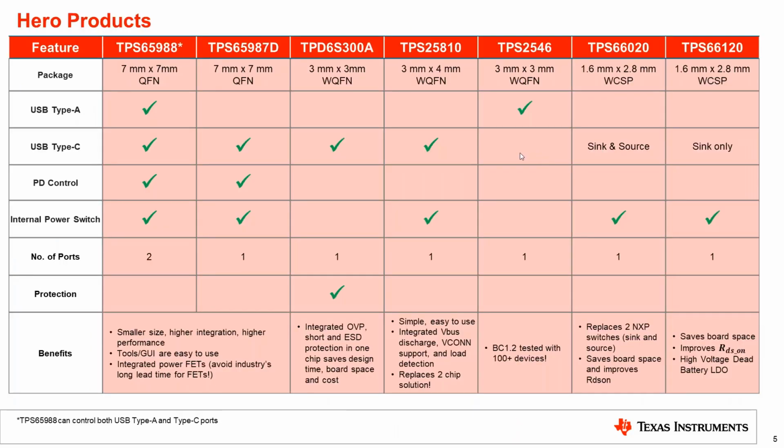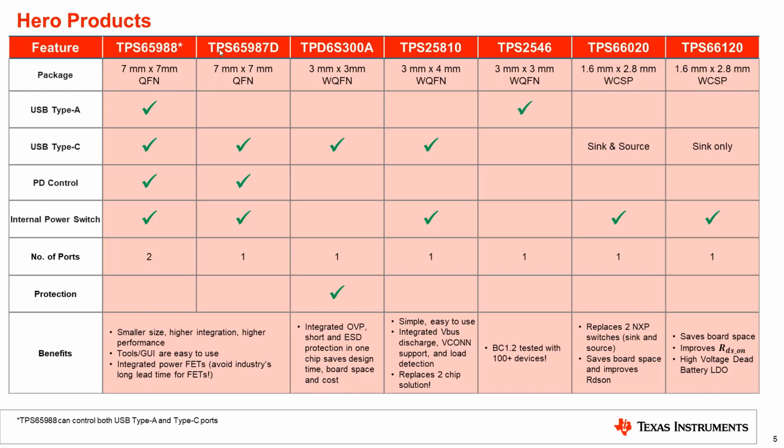Here's an overview of the hero products for TI's USB offering. As mentioned on the previous slide, the TPS65988 and TPS65987D are our recommended PD controllers. The TPS65988 is actually a dual port controller, so you can control up to 2 Type-C ports with this one chip, while the TPS65987D is a single port controller, so 1 Type-C port. We've seen customers that require 1 Type-C port and 1 Type-A port in their system, and this can also be achieved by using the TPS65988, as you can use the second port to control a USB Type-A port and the first port to control a USB Type-C PD port.